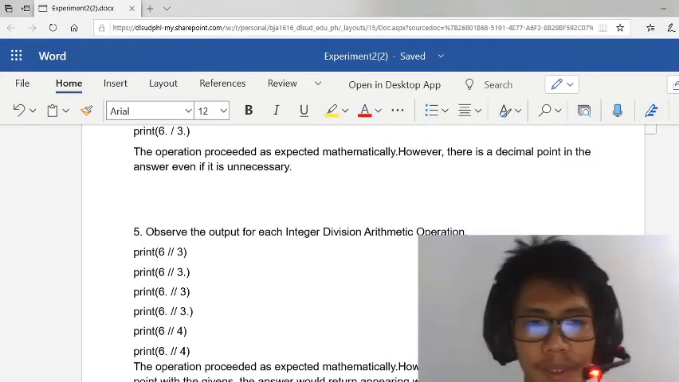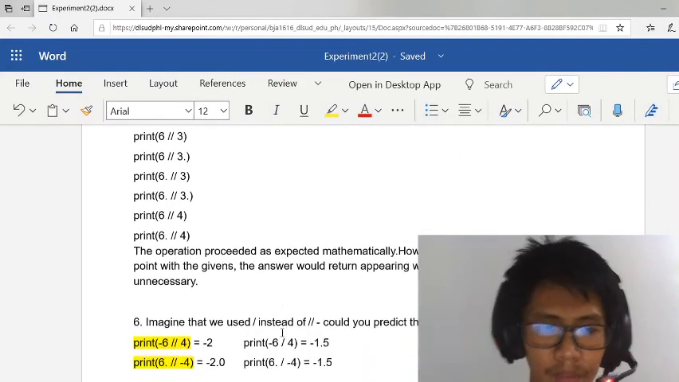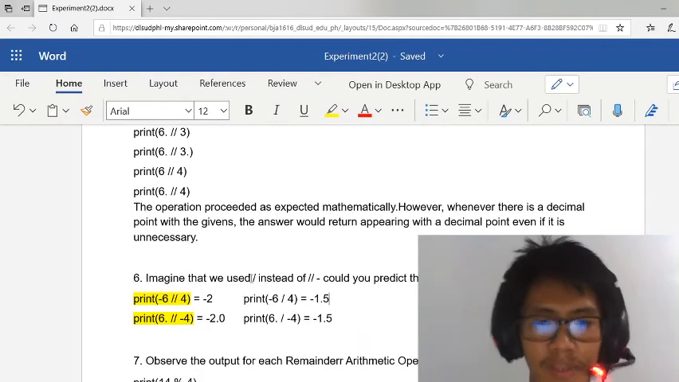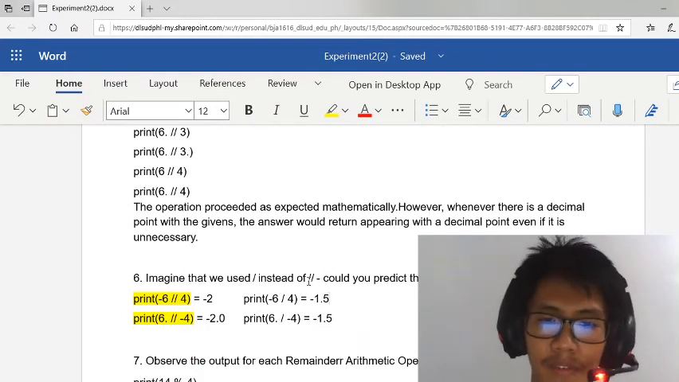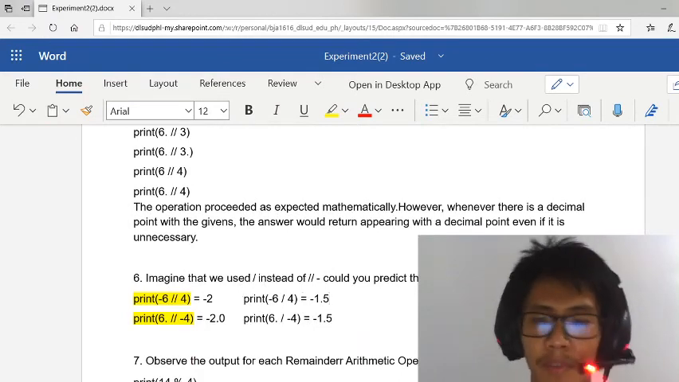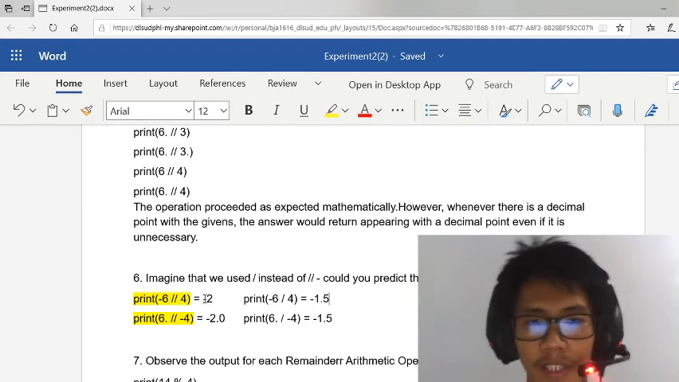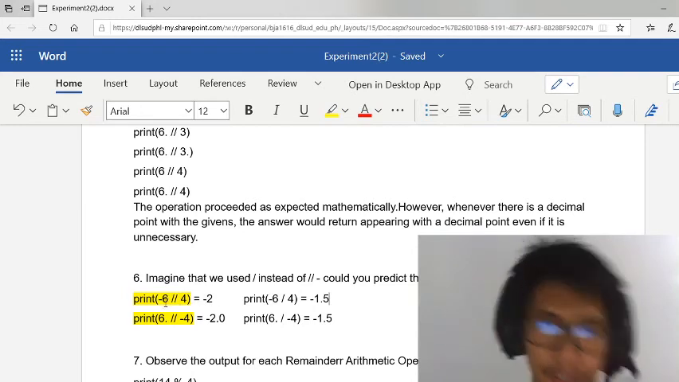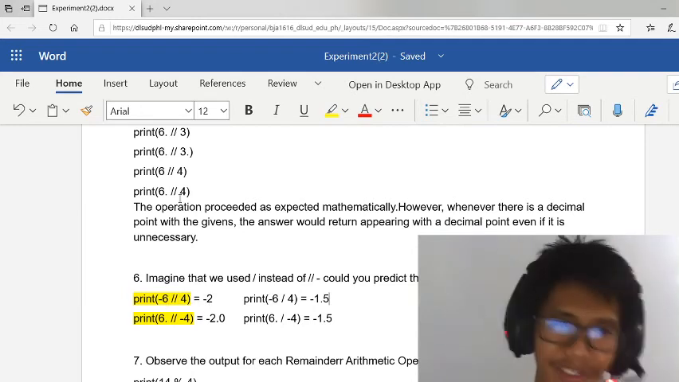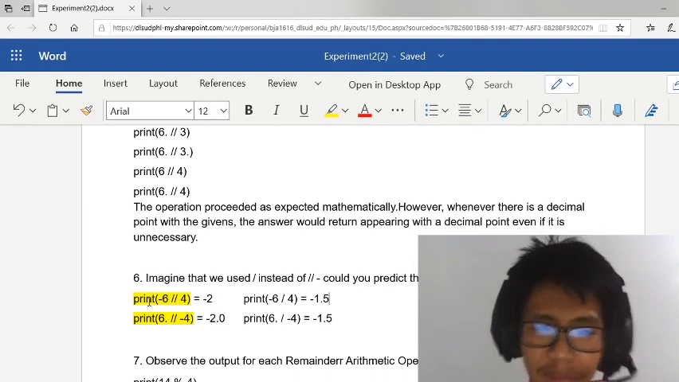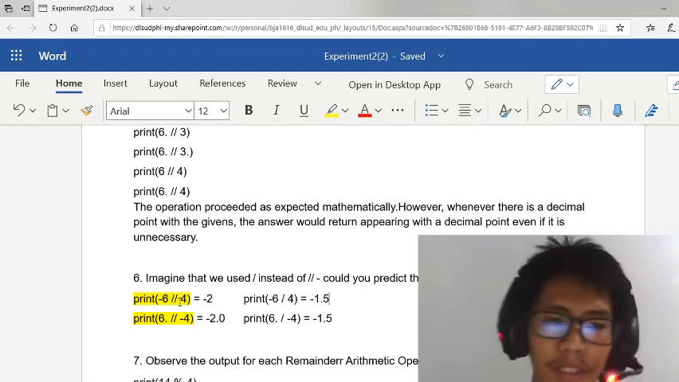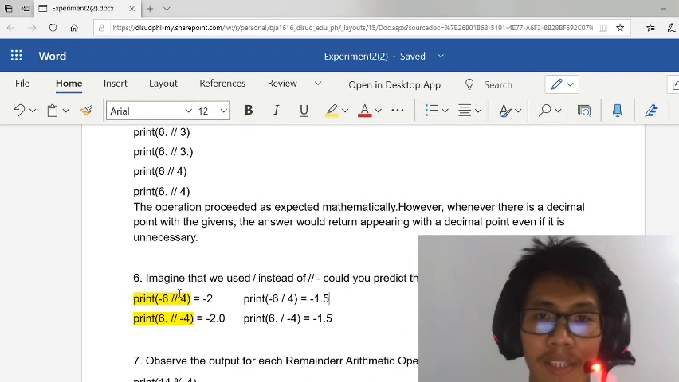So how about the number 6? Imagine that we use the division operation instead of the floor operation. Could you predict the results? So let's print -6 floor operation of 4. Why have I answered -2? Because first of all, it has no decimal point, and for the floor operation there are no decimal points. So -6 divided by 4 would be -1.5.